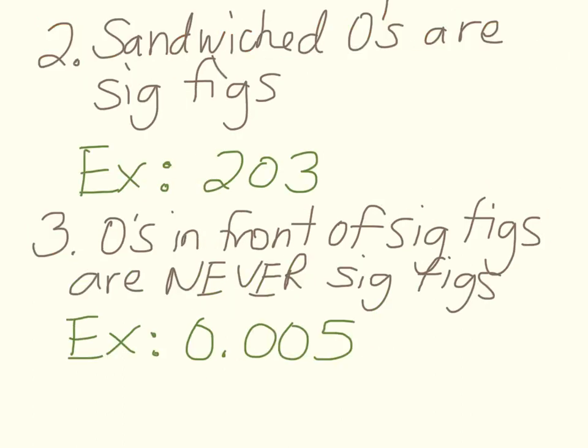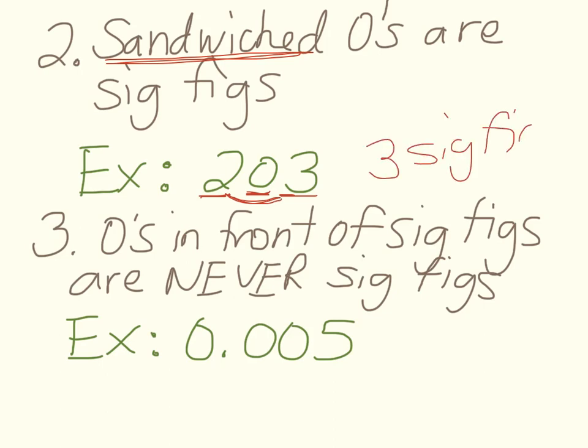Okay, so the next 2 rules that we're going to go over are sandwich zeros and zeros that are in the front. Okay, so sandwich zeros basically means that it's in between 2 significant figures. So for example, 203, we have 2 and 3, which are non-zero numbers, so those definitely count. So now the question is, does this 0 count? And it does, because it is in between these 2 sig figs here. So there's 3 sig figs in this example.